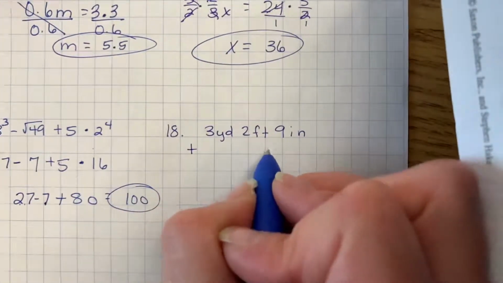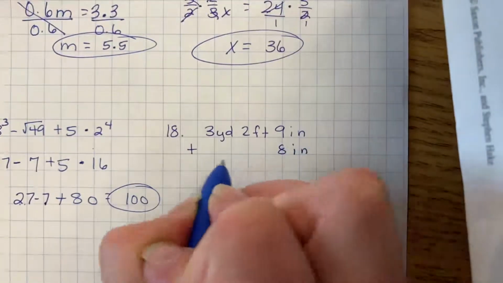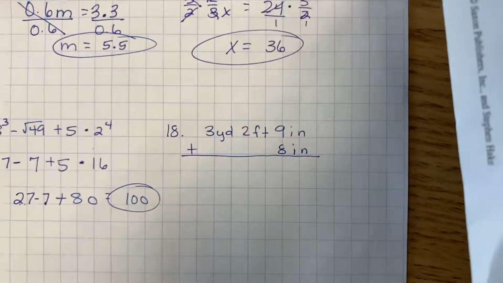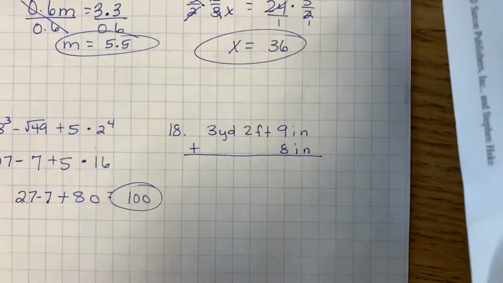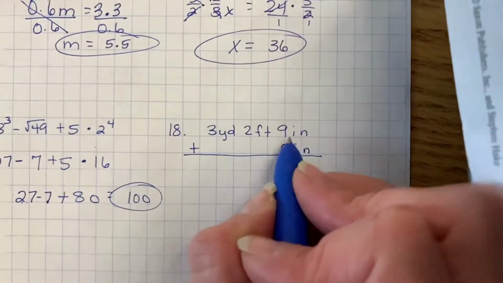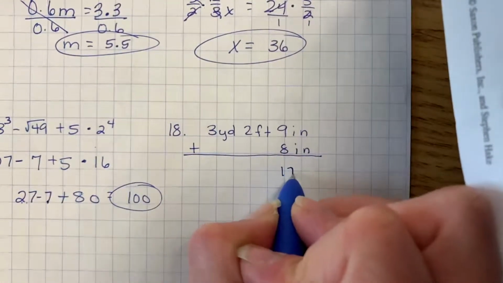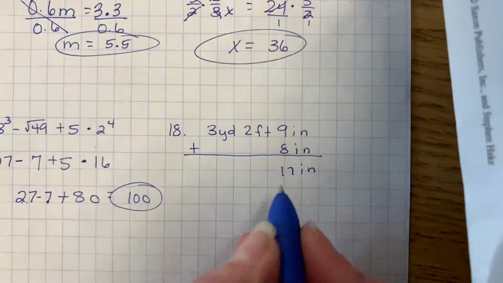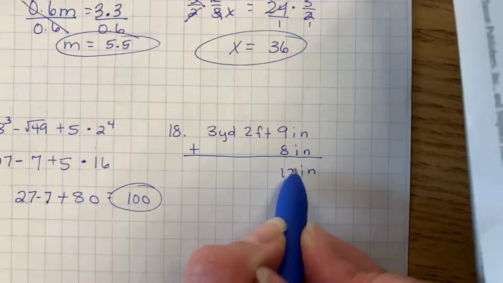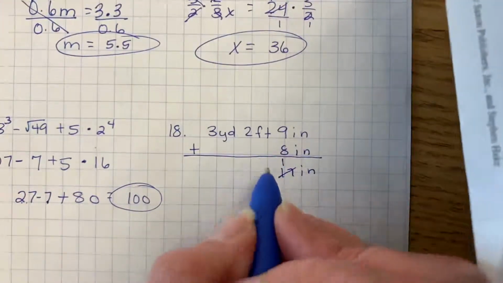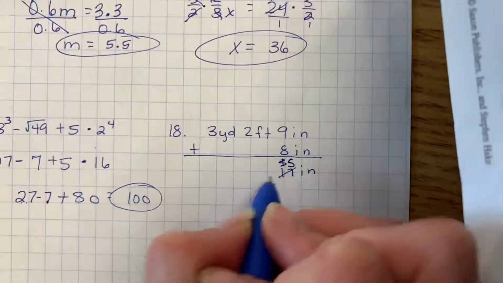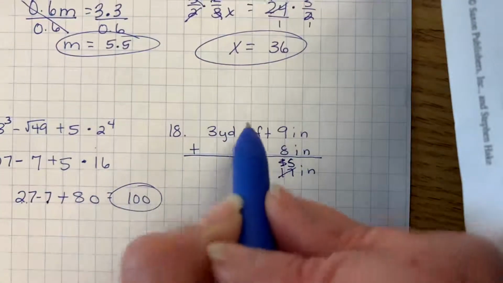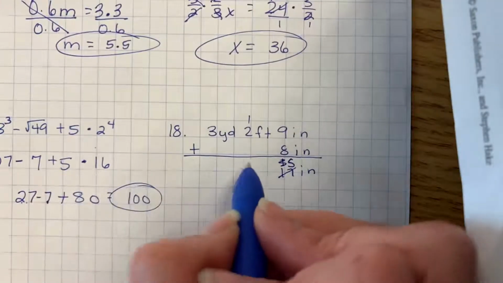plus 8 inches. All right, we're going to have to do some conversions in this one, but let's start off by just adding 9 plus 8, which is 17 inches. All right, we know that it takes 12 inches to make another foot. So I'm going to go ahead and subtract 12 from 17 and make this a 5. So I'm going to have 5 inches. I'm going to add a foot. That gives me 3 feet.